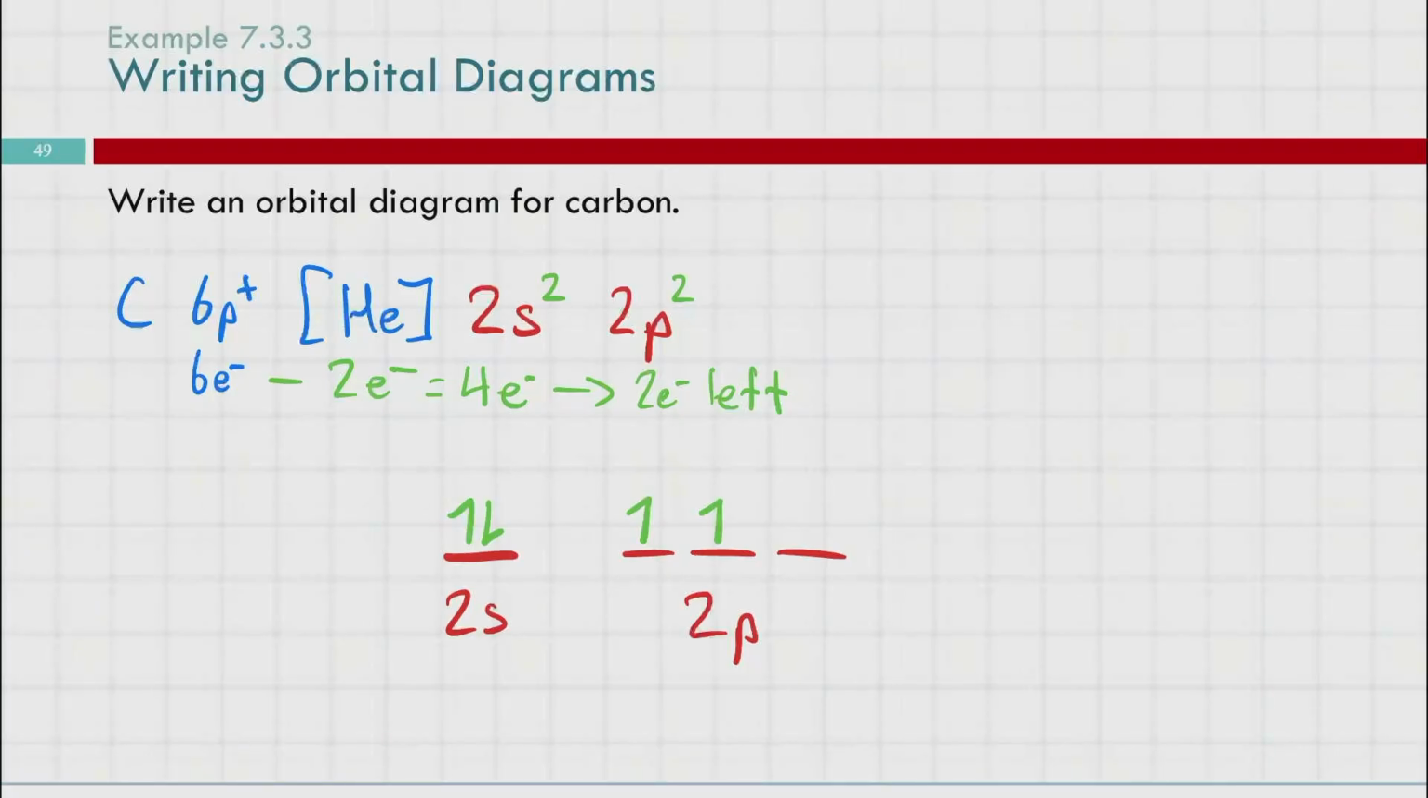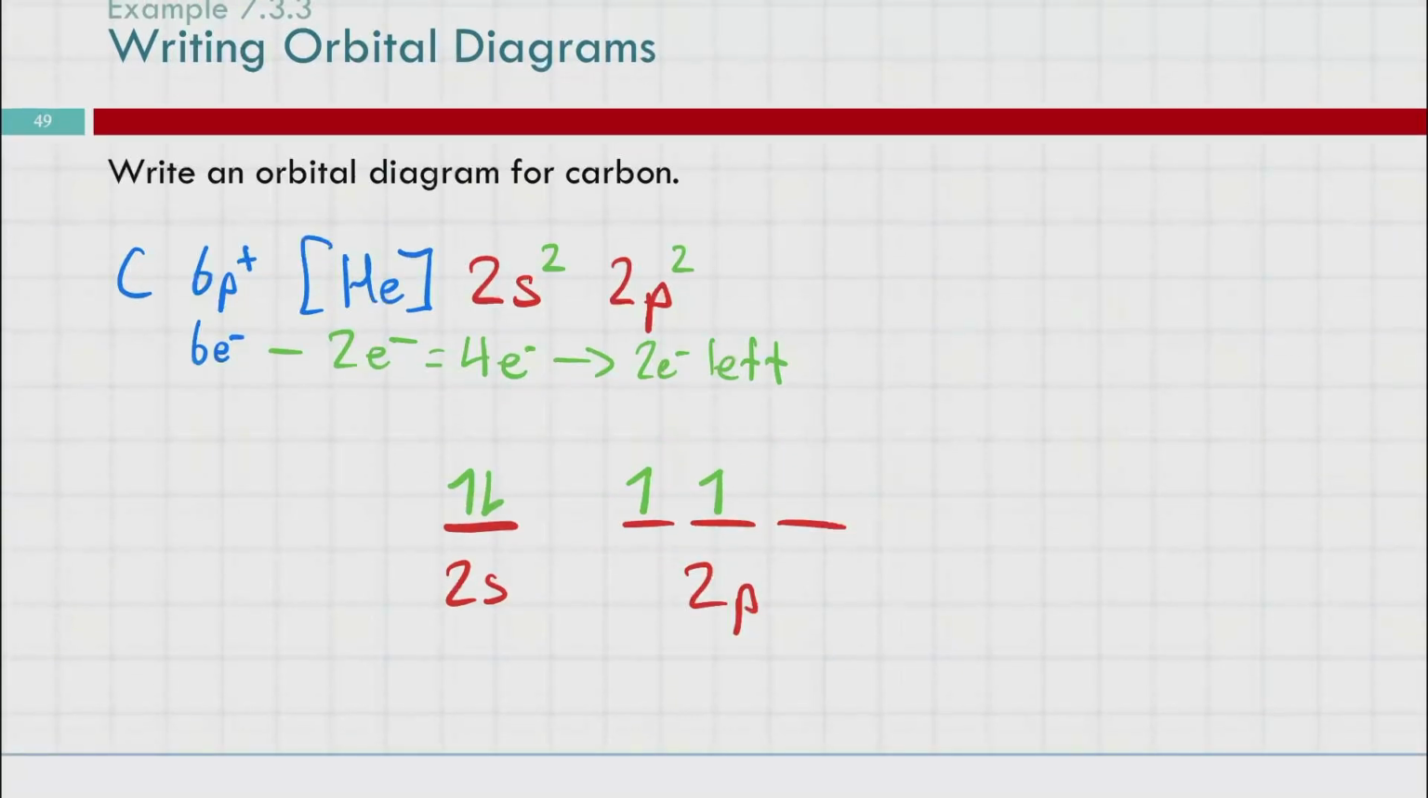It probably doesn't matter if you put them both in the left two-most boxes, or the right two-most, or the outside ones. I just fill them in left to right, so that's why it's that way. And they do have to be unpaired in separate boxes because of Hund's rule, which we learned towards the end of last class. So there's our orbital diagram for carbon.